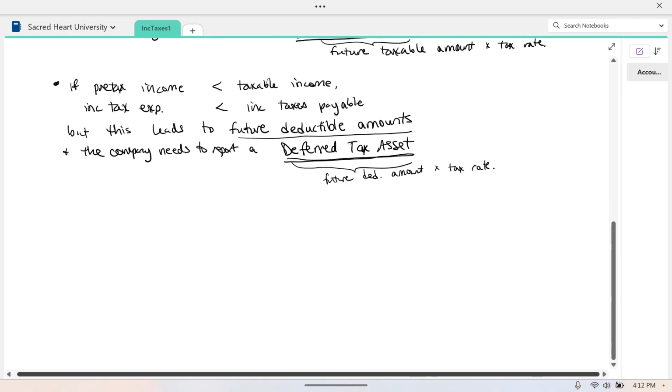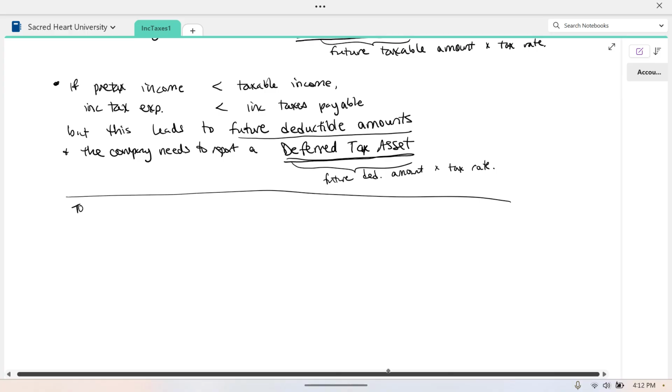And to calculate the income tax expense on the income statement, we're going to go through 4 steps. This is, again, our income statement amount. This is also called provision for taxes or provision for income taxes. You might see that on an income statement instead of the specific title, income tax expense. We're going to go through these 4 steps.